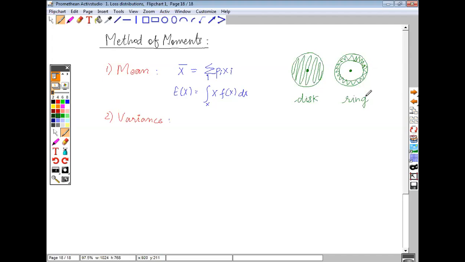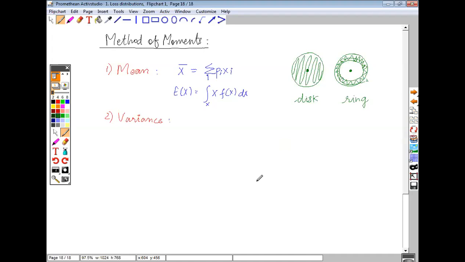This is a disk and this is a ring. So even though the center of mass in both of these cases is the same, the way the mass is distributed is different. That is why we need more information, and we cannot just do away with one value of the mean. You need the variance, you need how this mass is distributed. We know that here it is distributed only at the borders, and here it is distributed all across the disk.